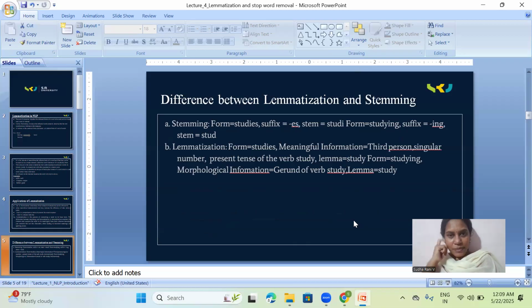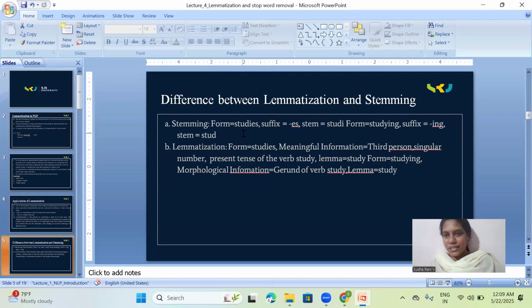So see here, stemming. For studies, the suffix is es. What is the stem word? S-T-U-D-I, studi. For studying, the suffix is ing, and the stem word is studi. So based on the stem word, the root word is going to change. For the first, studies, the root word is studi. Studying, the root word is studi.